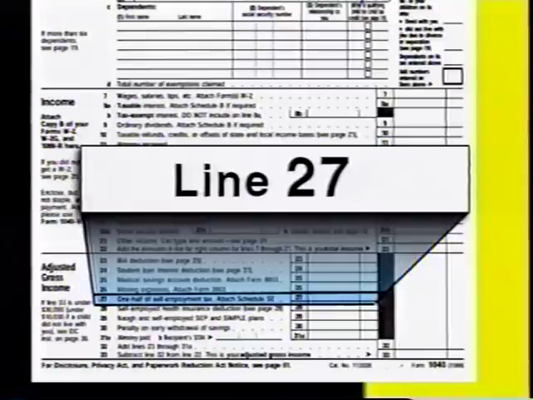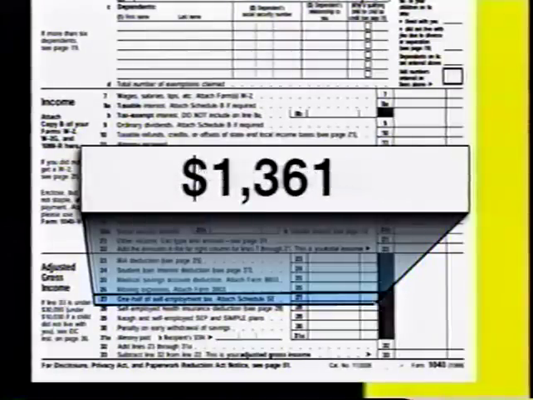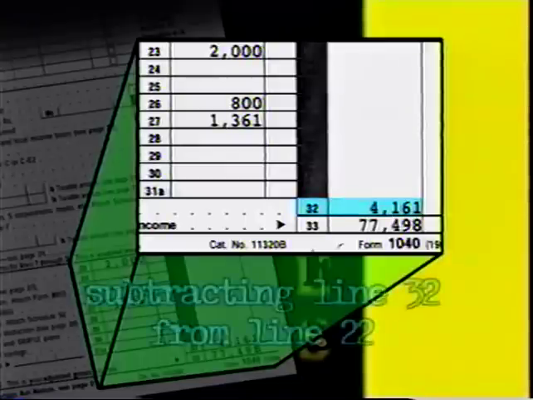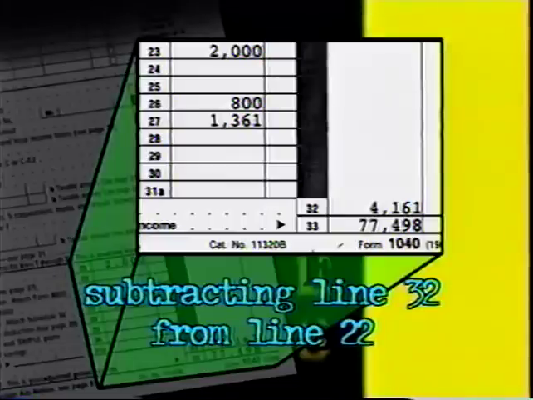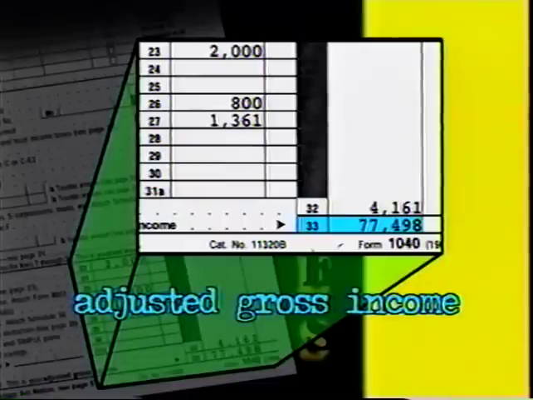Line 27 is from Schedule SE. It's half the self-employment tax, $1,361. Skipping to line 32, we add lines 23 through 31 for a sum of $4,161. Line 33 is found by subtracting line 32 from line 22. So $77,498 is the Hendersons' adjusted gross income.